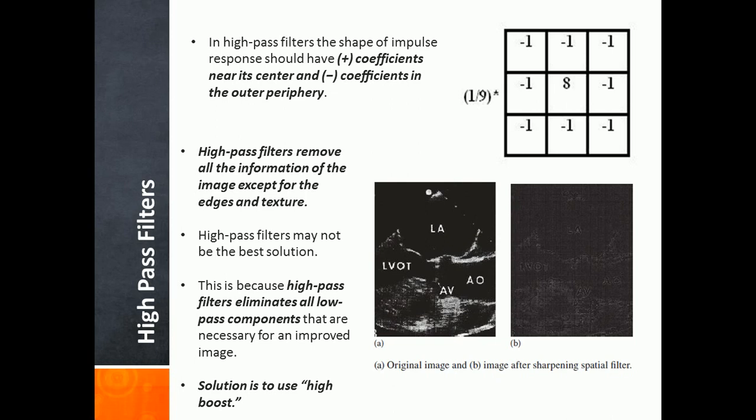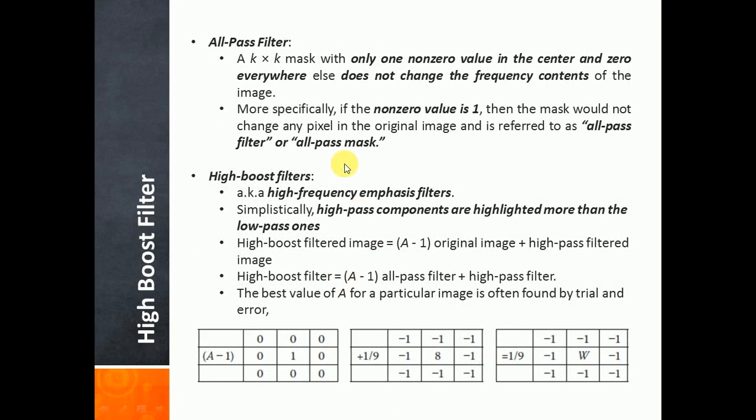So another solution is to use a high boost filter. Now a high boost filter is a combination of an all pass filter and a high pass filter. So this was your high pass filter that we just saw right now. The central component has a positive coefficient and the neighboring components have negative coefficients, and you take the average of all of them. That's what you're doing. Divided by 9 is basically adding it all up and averaging it.